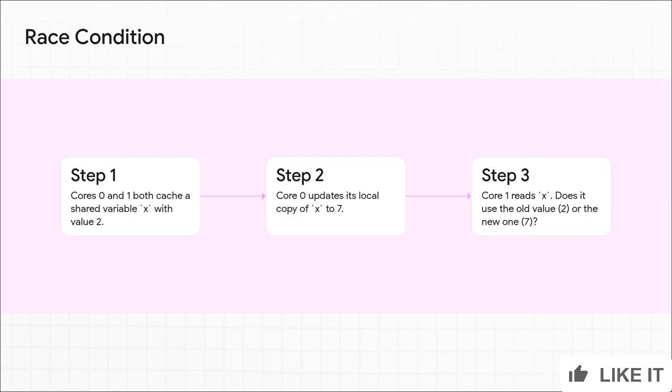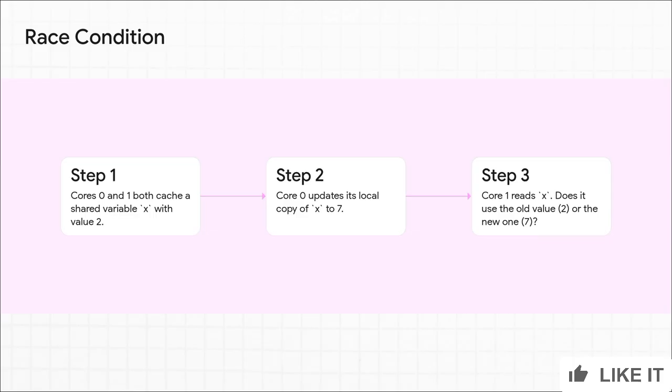So, you have some shared data, let's call it X, and its value is 2. Core 0 needs it, so it makes a copy in its own super-fast local memory, its cache. Then Core 1 does the exact same thing. Now they both have a copy of X that says 2. But then Core 0 updates its copy. It changes X to 7.